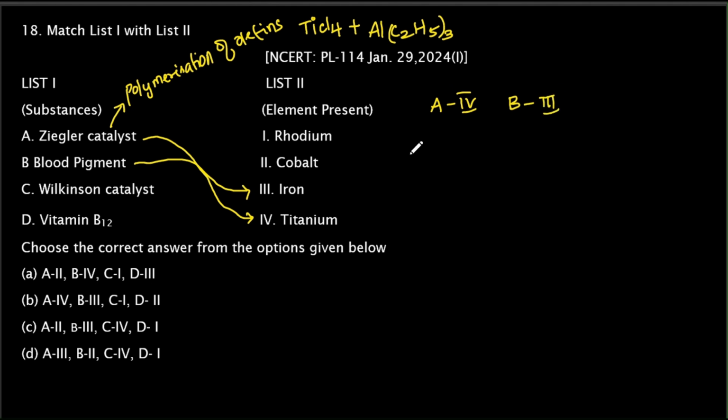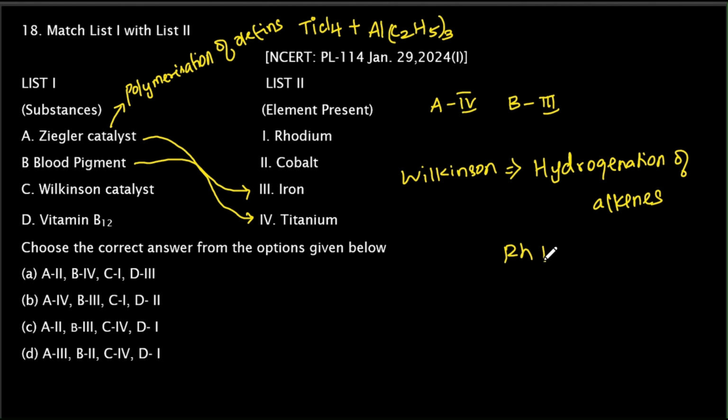Then Wilkinson catalyst. Wilkinson catalyst is used for the hydrogenation of alkenes, and the formula is RhCl(PPh3)3. So here rhodium is present in +1 oxidation state. So chloro, tris, triphenyl phosphine, rhodium, and the oxidation state is +1. So in case of this Wilkinson catalyst, option is 1. So for C it is 1.